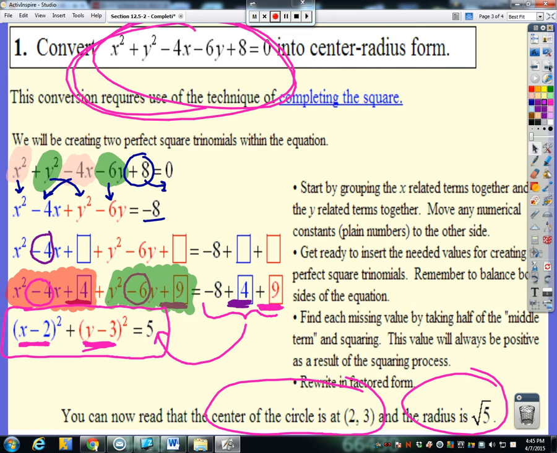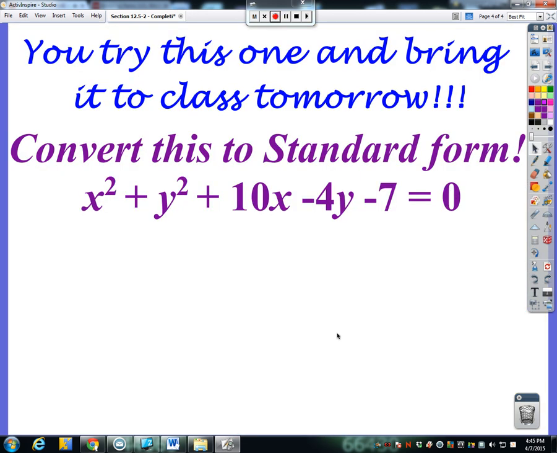So I want you guys to practice this one here. Convert this one to standard form. This is already in general form. Again, group together your x stuff, group together your y stuff, throw the constant on the other side of the equation, and complete the square twice, once with the x and once with the y. We'll discuss this one tomorrow in class. And that's all.